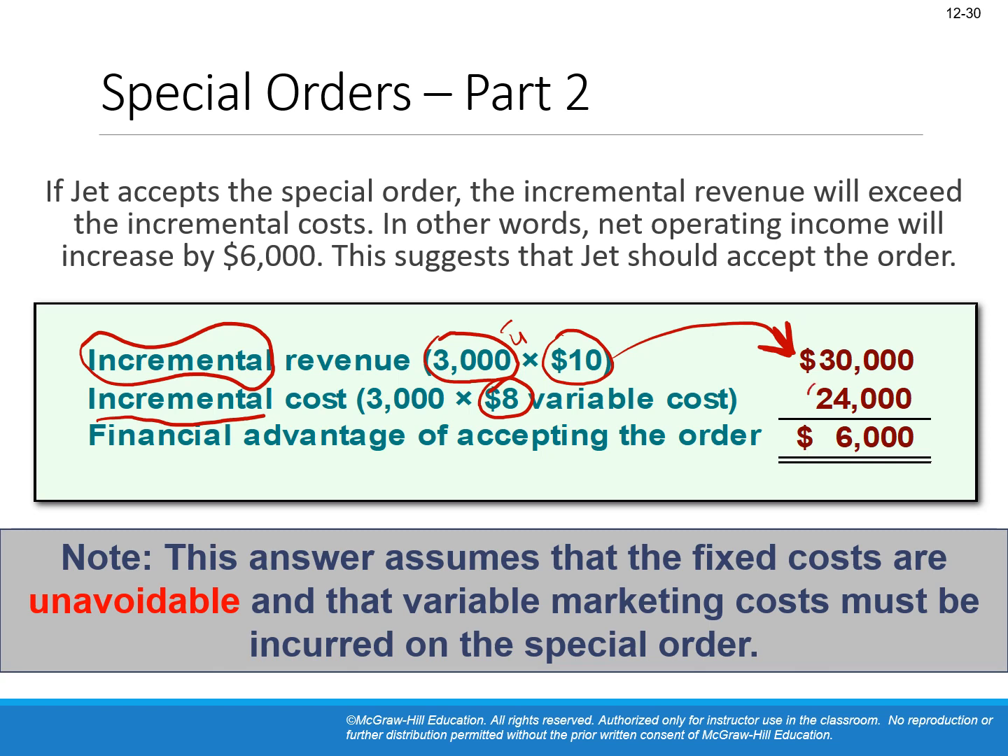So the cost will be $24,000 incremental cost for manufacturing those 3,000 units. Thus, you will be making a profit of $6,000 from this special order, and therefore you should take or accept the special order.